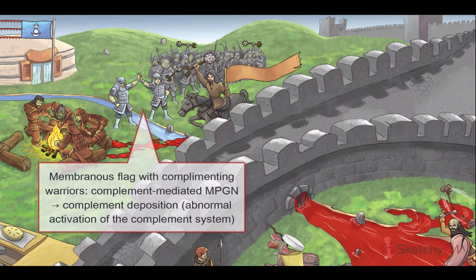In this form of glomerulonephritis, dysregulation and abnormal activation of the complement system results in deposition of complement products in the glomerulus. At Sketchy, overactive complement is represented by excessive compliments. Hence the complimentary high five being thrown by these two Mongol comrades.